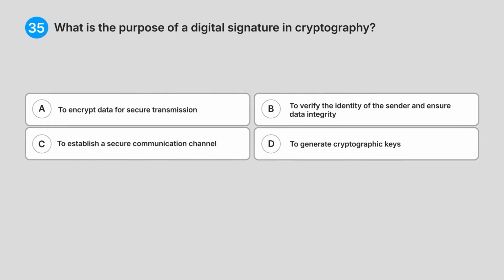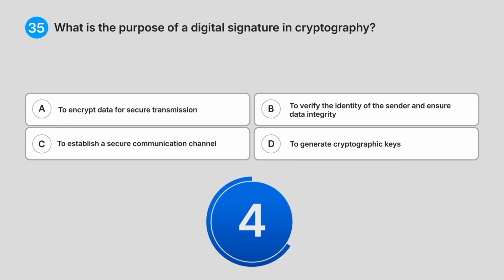35. What is the purpose of a digital signature in cryptography? A. To encrypt data for secure transmission. B. To verify the identity of the sender and ensure data integrity. C. To establish a secure communication channel. D. To generate cryptographic keys. Do you know the answer?